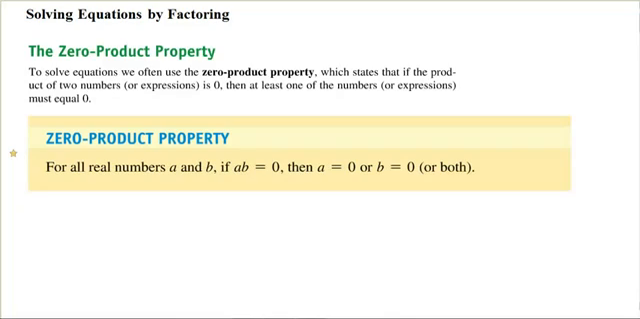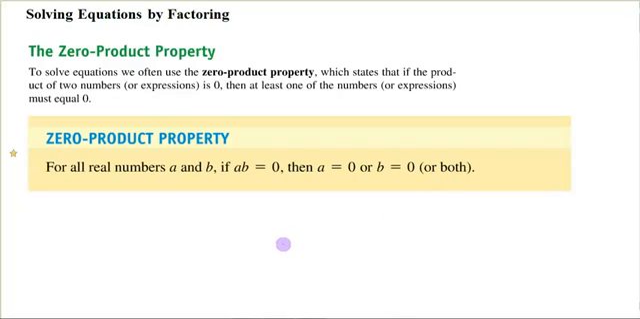So for solving, the first thing that we need to know is called the zero product property. It says to solve equations, we often use the zero product property, which states that if the product of two numbers or expressions is zero, then at least one of the numbers or expressions must equal zero. And concisely stated here, it says for all real numbers a and b, if ab, remember when they're right next to each other like that, it means that they're being multiplied. If a times b equals 0, that must mean that either a equals 0 or b equals 0 or both.